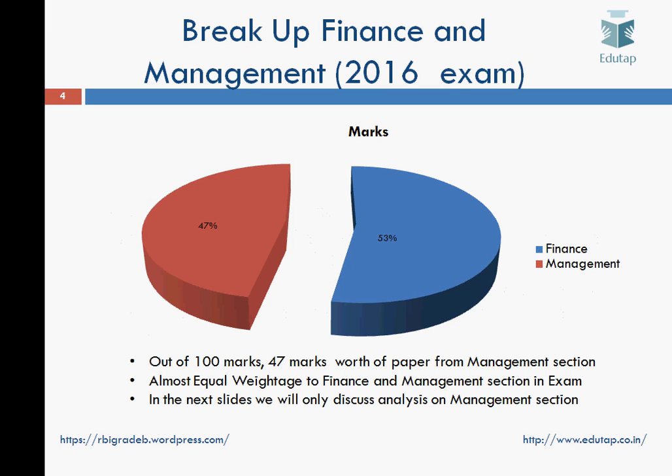If you see the breakup between finance and management section in the 2016 exam, it was almost the same. Out of 100 marks, 47 marks worth of paper came from the management section. So this means there was almost equal weightage to finance and management section in the exam. In the next slides, we will only discuss our analysis on the management section.